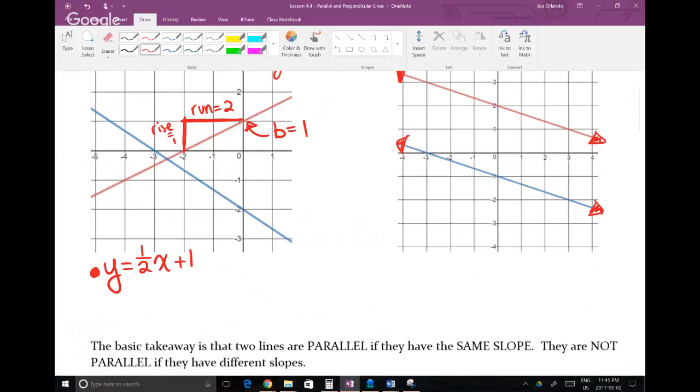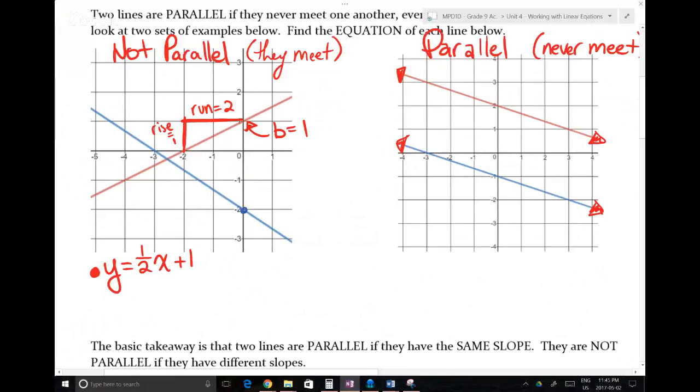Then for the blue line, let's take a look. We have a y-intercept b at negative 2. Then we have a run of 3 and a rise of 2. So for the blue line here, we're going to get an equation y equals 2 over 3x minus 2. And there's not much information there for us, is there? We know these lines aren't parallel, and there's nothing especially interesting about these lines that jumps out at us.